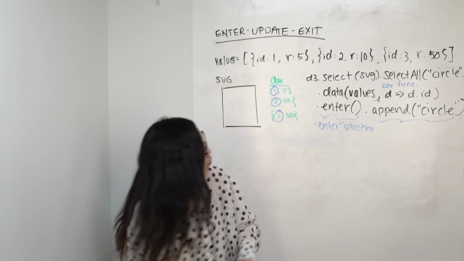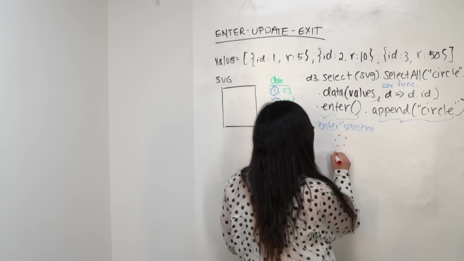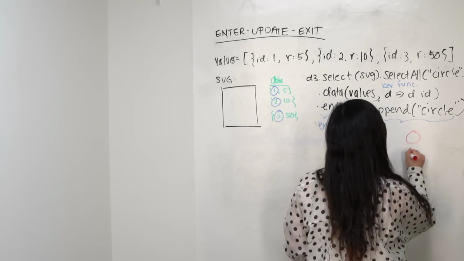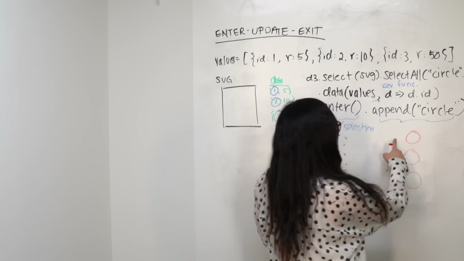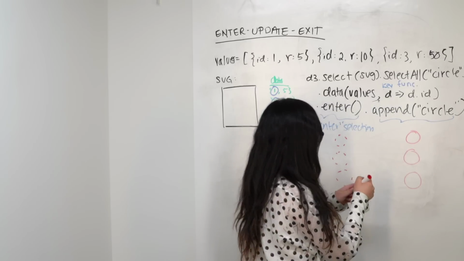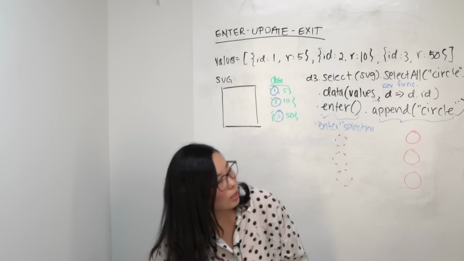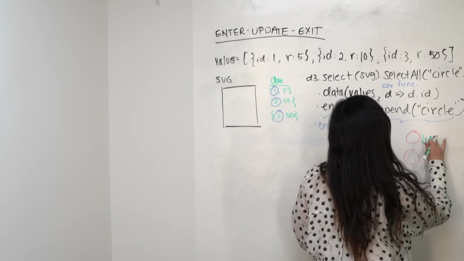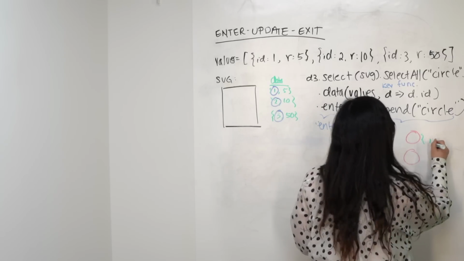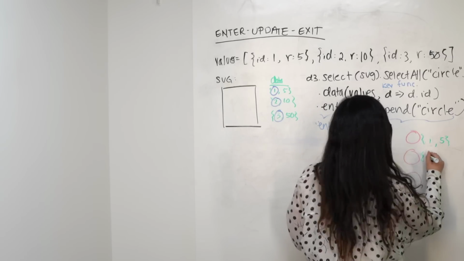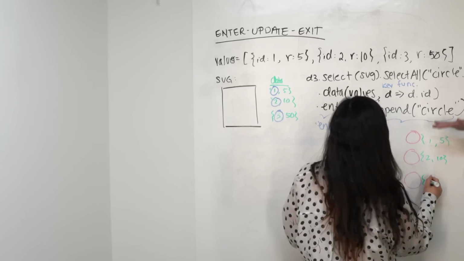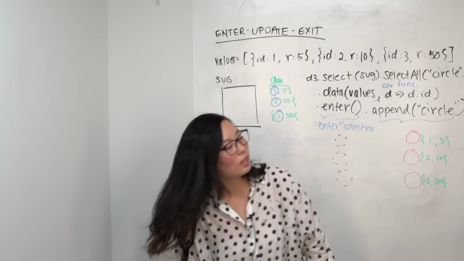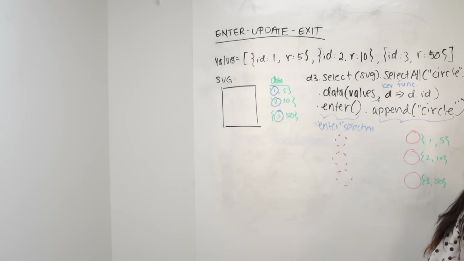Let me just finish drawing this really quick. Here, what enter does is give you back 3 placeholders, and what append does is actually create the 3 circle elements in the DOM with the data bound to them. When you console log, we'll be able to see what that means. Right now the result of this whole process is stored in a variable called flowers. Console log that object? Sure. Like this? Yeah, perfect.